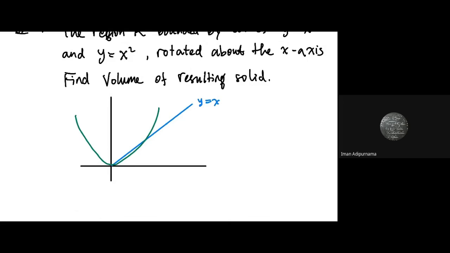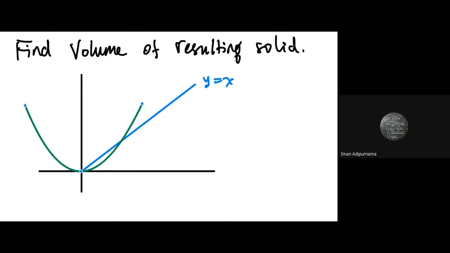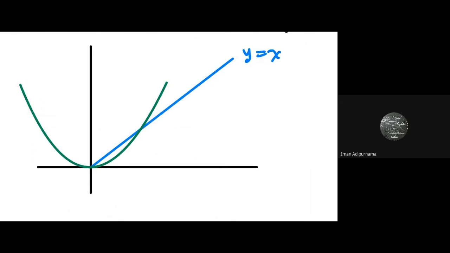This is probably the curve. It's still small, but I think it's better compared with the previous one. Let's just say these are the curves, y equal x and y equal x squared. The green one is y equal x squared. So this is R, the region between the two curves.